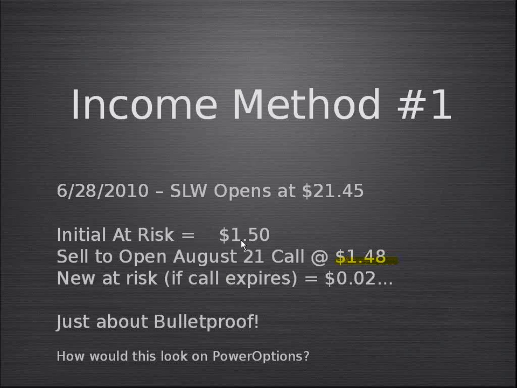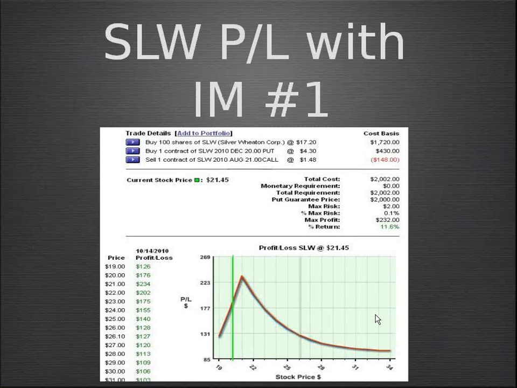So we had $1.50 at risk. We received $1.48 for selling the August 21 call. So now we only have 2 cents remaining at risk on the position. We're just about bulletproof. Now this is a similar profit and loss chart to what Emmett was referring to.